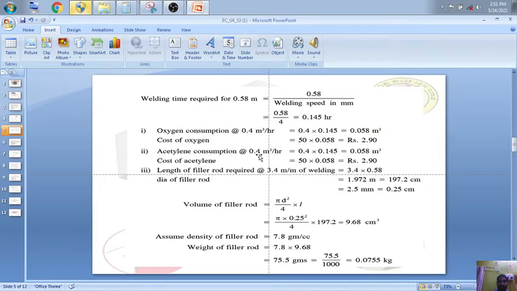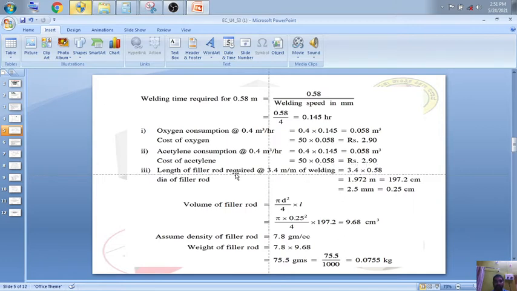Acetylene consumption is 0.4 per meter cube. 0.4 into 0.145, that is the time of welding. So that will give 0.058 meter cube of acetylene required. The cost of acetylene is the same, 50 into 0.058, that is 2.90.